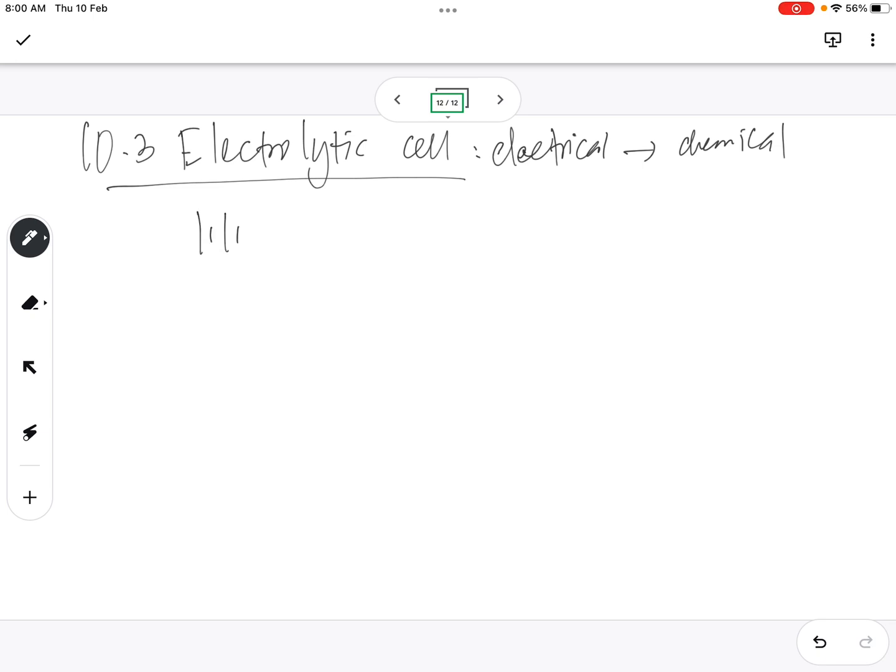So ini beza sikit, dia perlukan bateri. Electrolytic cell ada bateri. Dan dia guna satu beaker saja, tak ada dua beaker. Only one beaker. Kalau galvanic cell kita ada dua beaker.